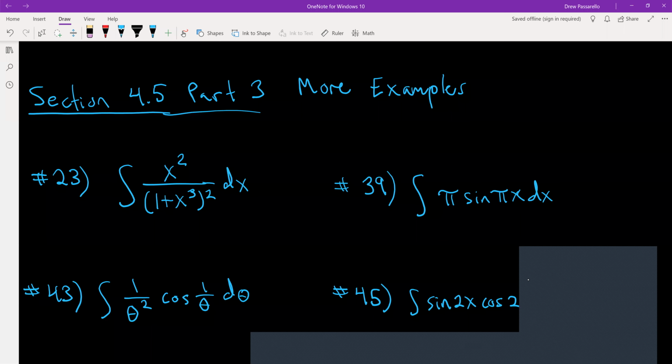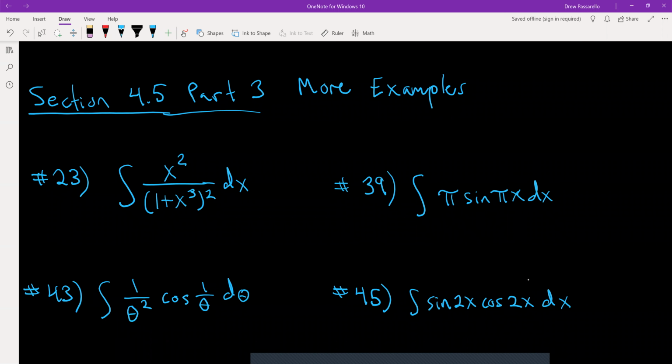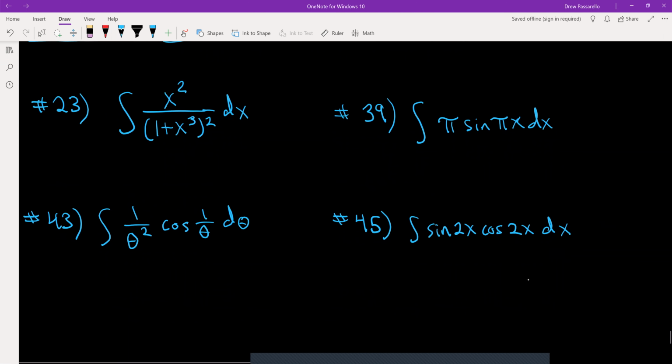This is part 3 to section 4.5 videos, and in this part I'm just going to keep going through more examples. So I'll do these 4 examples. 3 of them involve trig. That way you get some integration examples, u-substitution involving trig functions.